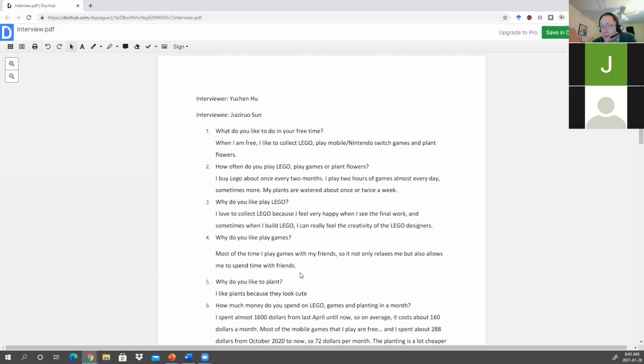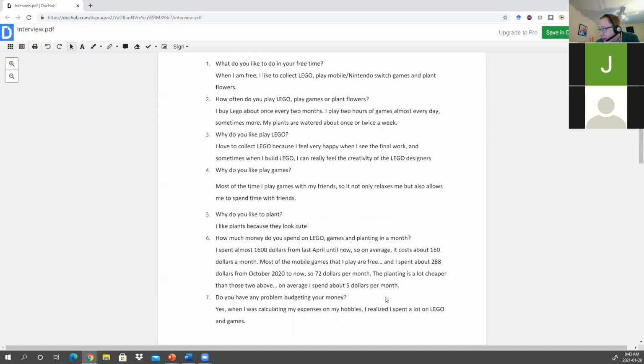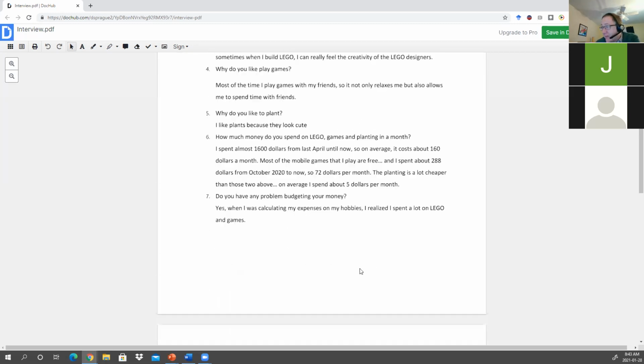Great, that would fit right into my house. And I'm looking over all of these things and thinking, when are you buying Legos? At what times? How often do you have to look at your plants? And then we get into things like, what's the average cost that you're spending on Legos and planting in a month? Great. And that's something you could actually just visualize as a bar chart.